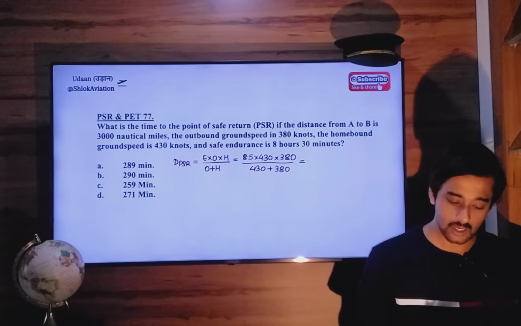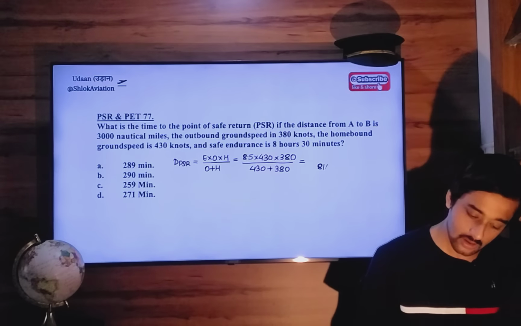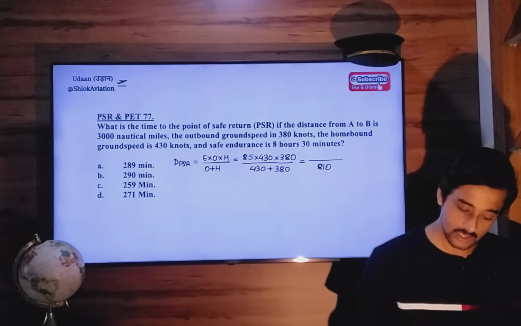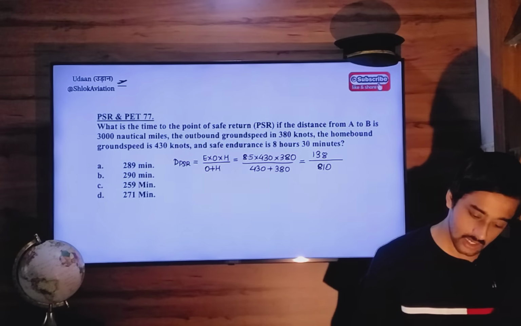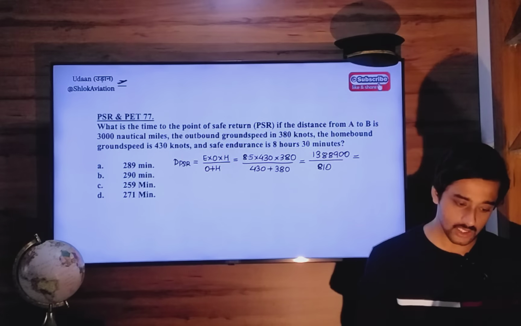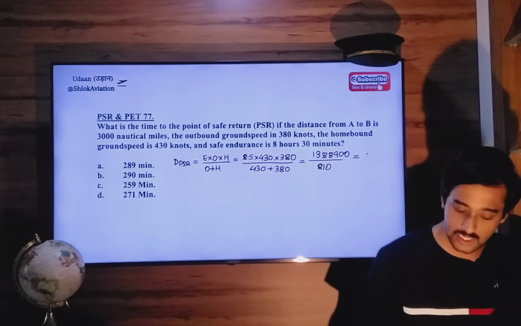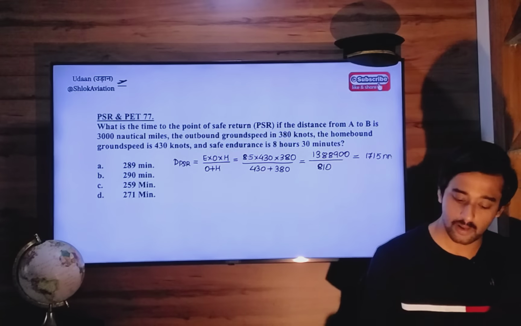So 430 plus 380 is 810. So 8.5 into 430 into 380 is 1388900. Divide by 810 is 1714.69, or let's say 1715 nautical miles.